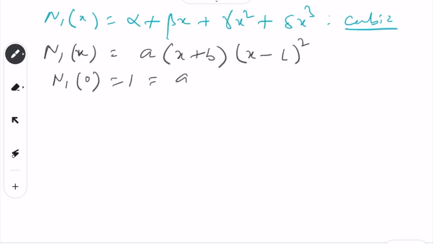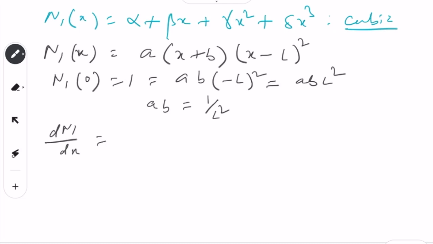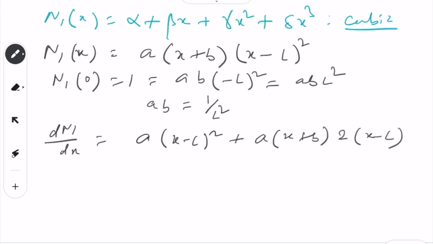So this will be a times b times minus L square, so it becomes a b L square. So we simply get a b is equal to 1 over L square. The second thing is dN1 over dx, which we can compute, and what we find is a times (x minus L) square plus a times (x plus b) multiplied by 2 (x minus L), right.